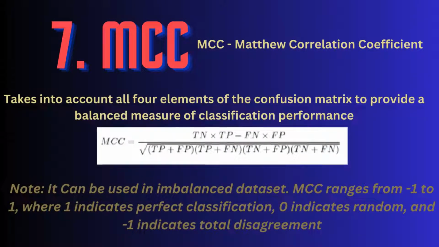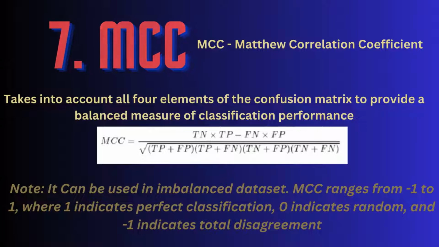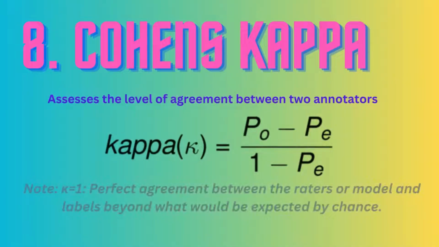It takes into account all the four elements of the confusion matrix, so true positive, true negative, false positive, false negative, and provides a balanced measure of classification performance. In case of an imbalanced data set, this can be used because it considers all the four different aspects of the confusion matrix. So the next one is Cohen's kappa.